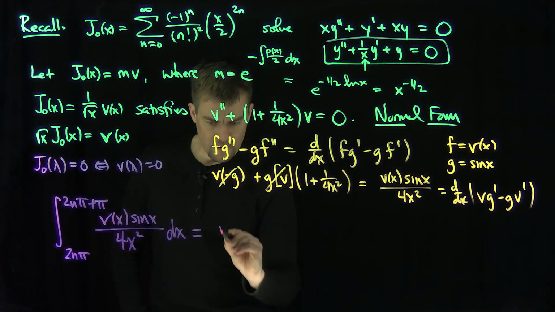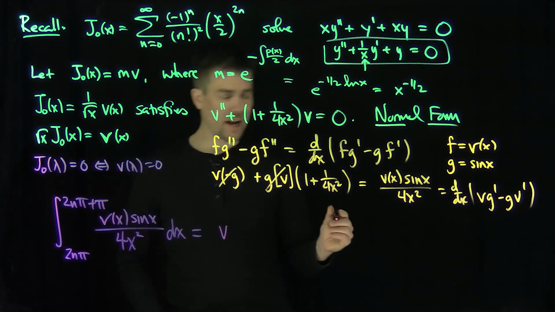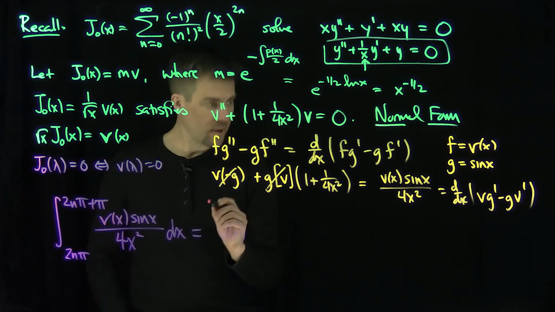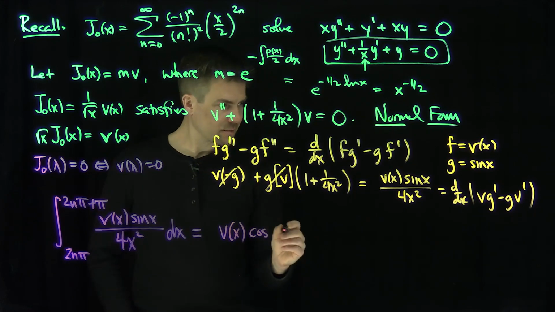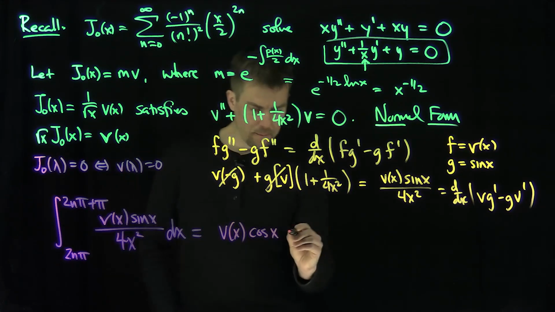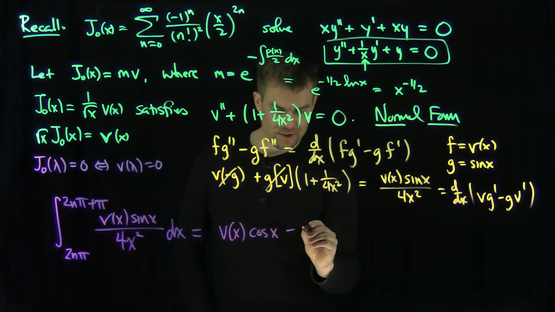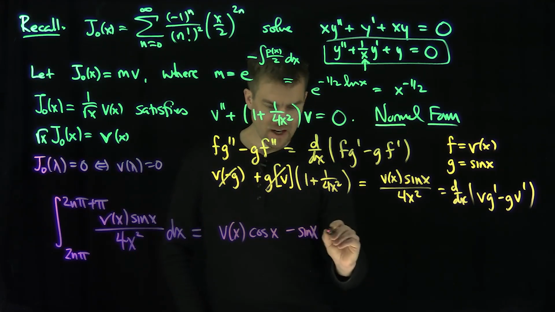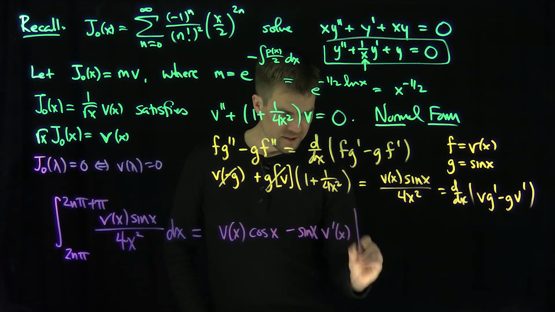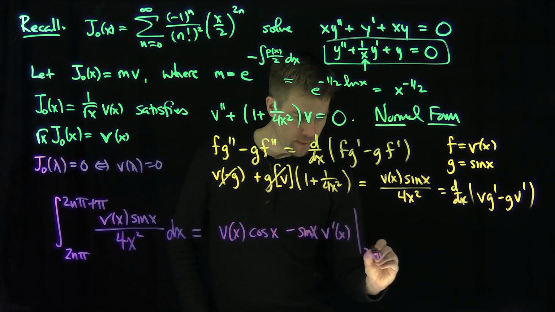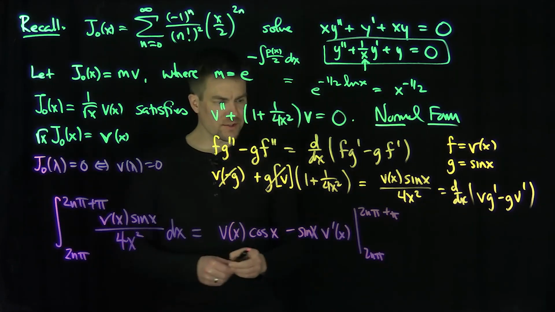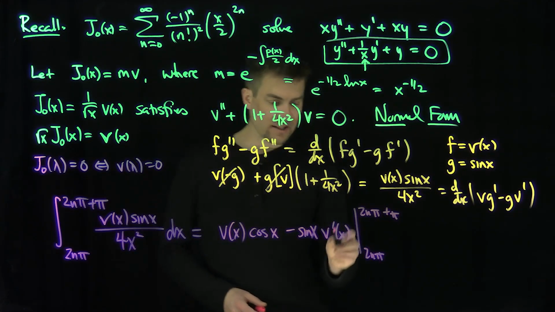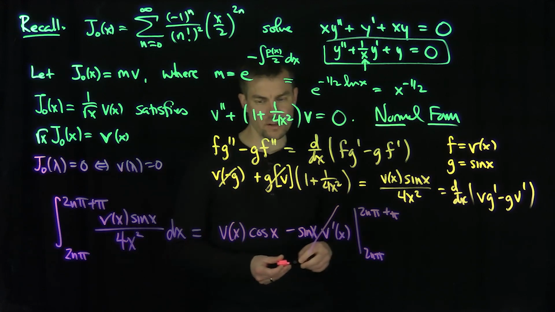This is just going to be v of x times g prime. And what's g prime? g prime is just going to be cosine of x. And then minus g, which is sine of x, times v prime, evaluated from 2nπ to 2nπ + π. Now, of course, the sine at any integer multiple of π is going to be 0, so those terms are gone when I plug in the limits.